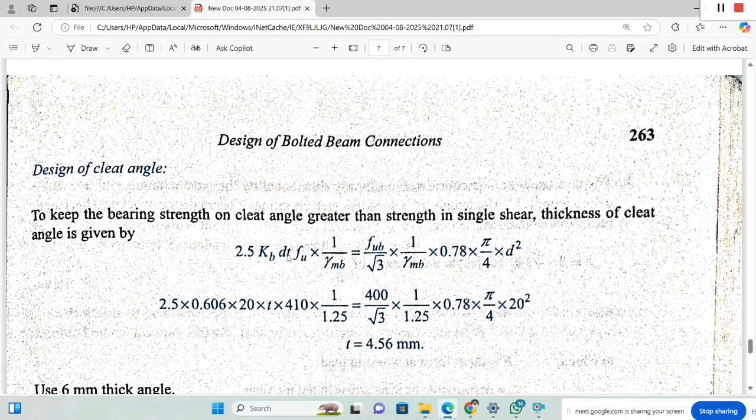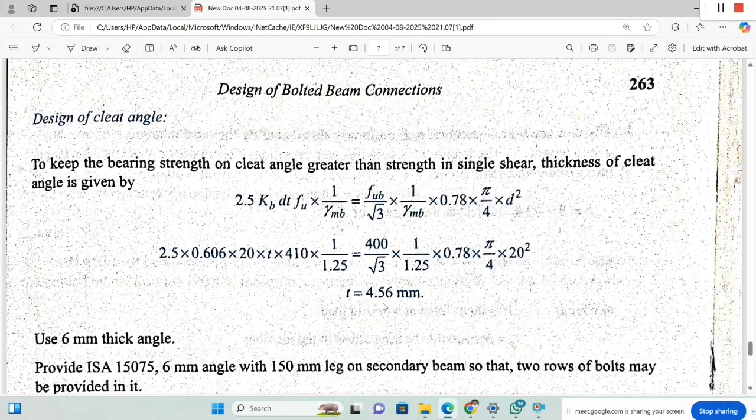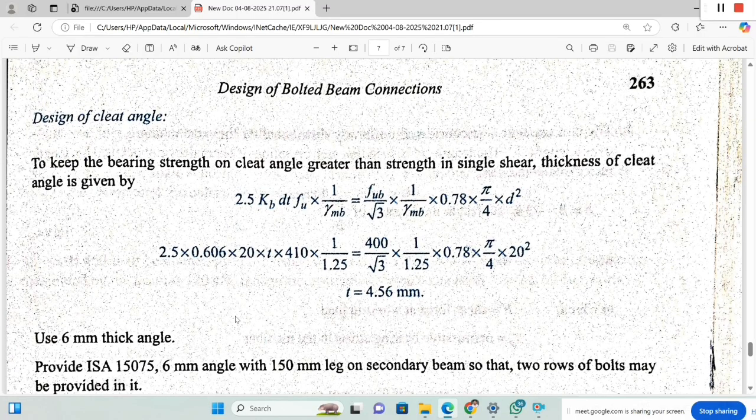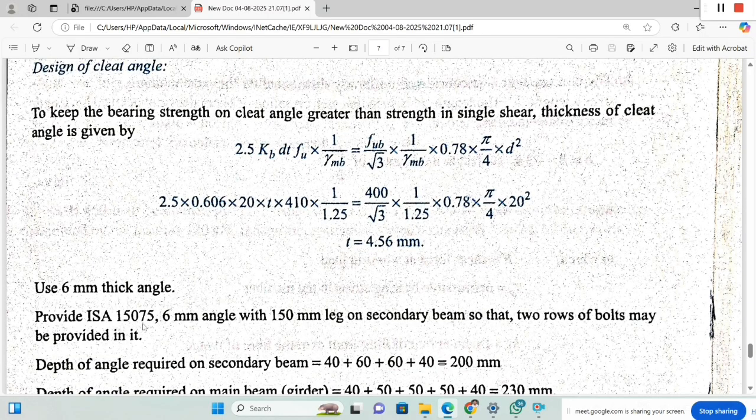The thickness is unknown here. The diameter is known, the kb value is already known, fu is the ultimate stress, and gamma mb is the partial safety factor. So this is for the bolt, this is for the cleat angle plate. If you substitute these values, you will get t, the required thickness of the cleat angle. So 4.56 mm is required. 5 mm is not available, so you go for 6 mm. So an Indian standard angle of size 150 by 75 by 6 mm.